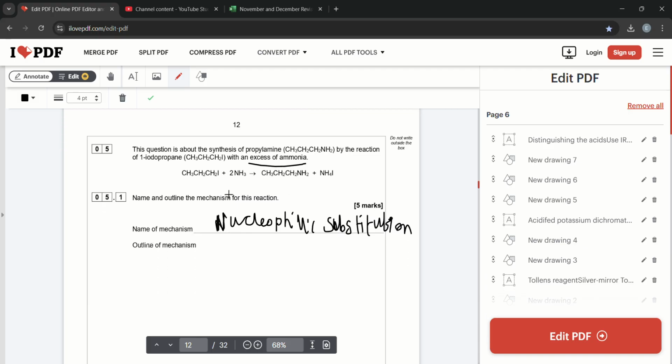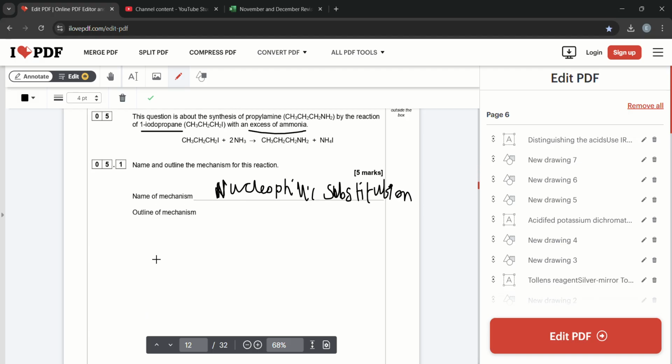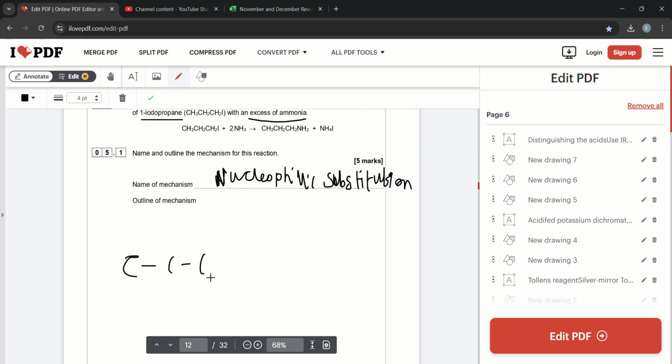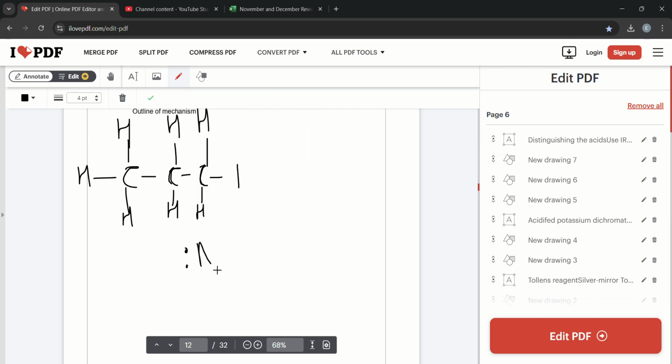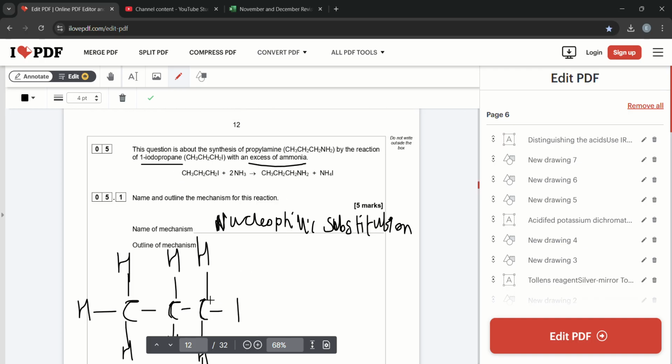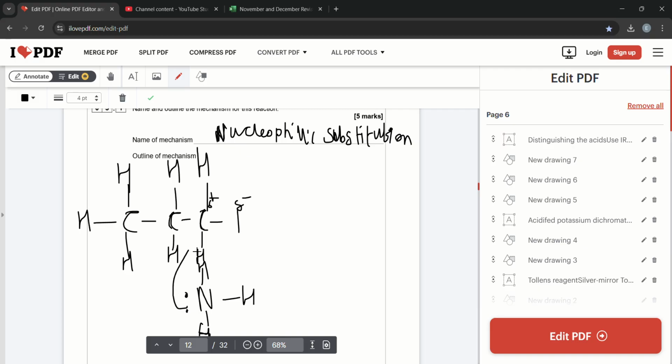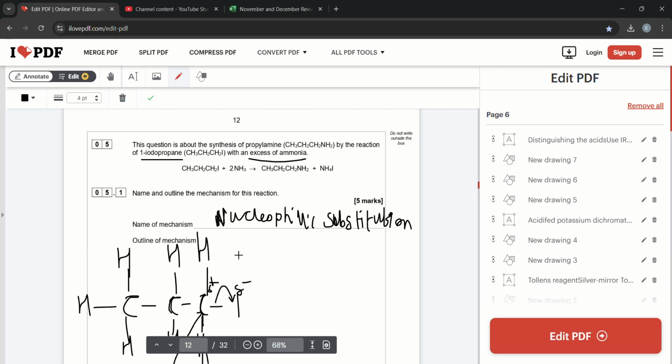So what's going on? Since this is propylamine, by the reaction of 1-iodopropane, CH3 CH2 CH2 iodine, with excess ammonia, we've got ammonia, excess of ammonia, with a lone pair of electrons on N. Now, carbon's partially positive, iodine's partially negative, and this lone pair of electrons is going to attack the partially positive carbon. The C-I bond breaks.